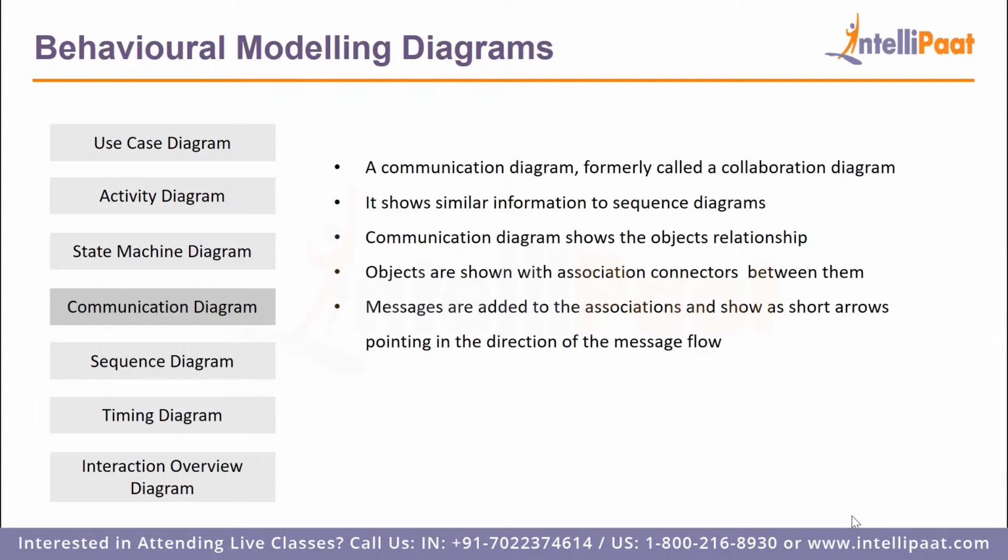So a communication diagram, formerly called a collaboration diagram, shows similar information to sequence diagrams. Also, a communication diagram shows the objects' relationships, and objects are shown with associations with connectors between them. So here the messages are added to the associations, and they show as short arrows pointing in the direction of the message flow.